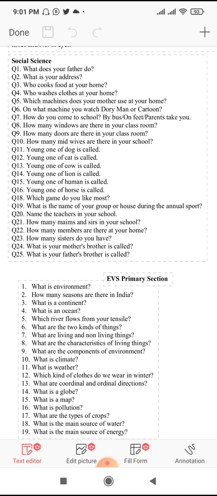Young one of dog is called puppy. Young one of cat is called the kitten. Young one of cow is called calf, and young one of lion is called cub, and young one of human is called baby. Young one of horse is called colt. Which game do you like most?